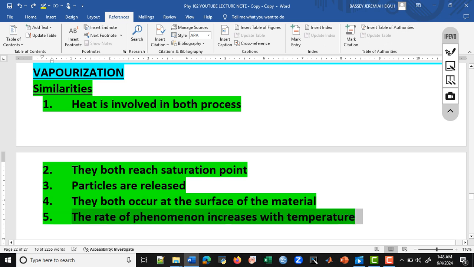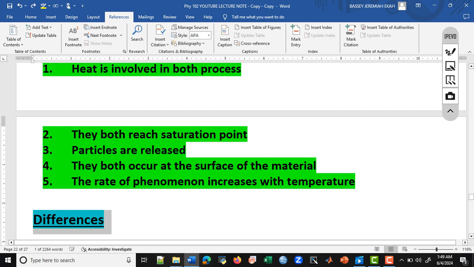The rate of phenomenon increases with temperature. So an increase in temperature has a role to play in thermionic emission and liquid vapor.